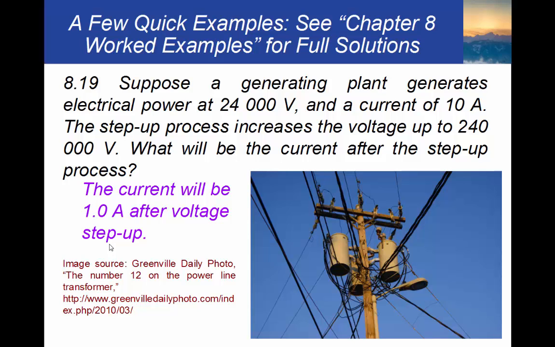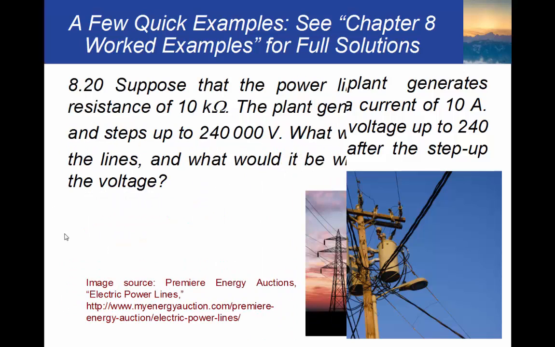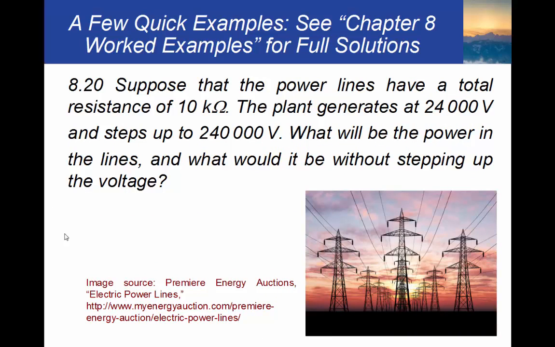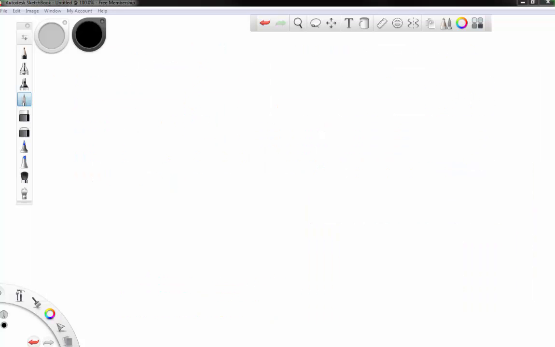So you're stepping up the voltage, you're stepping down the current. Suppose that the power lines have a total resistance of 10 kilo ohms. The plant is again generating 24,000 volts and again stepping up to 240,000 volts. The question here is, what is going to be the power in the lines both with and without the stepping up process? Well, to do that, we use P equals IV.